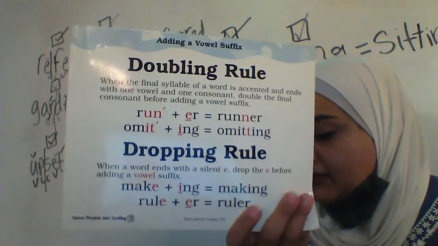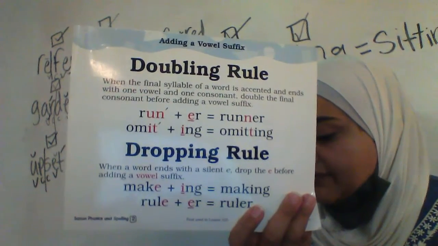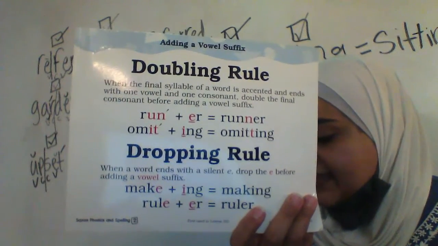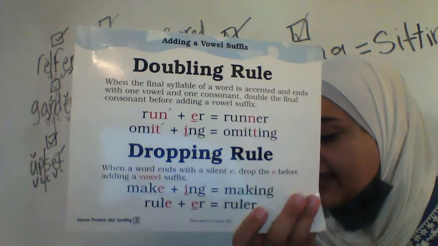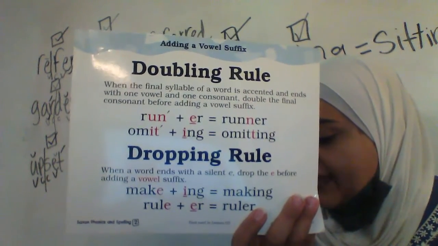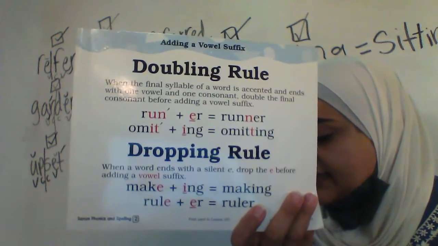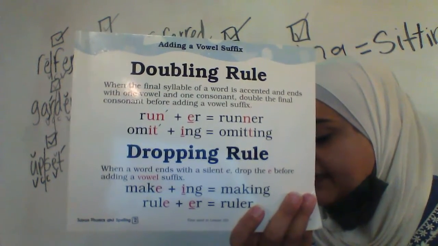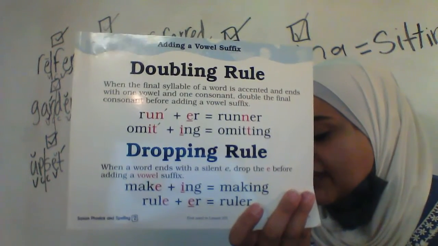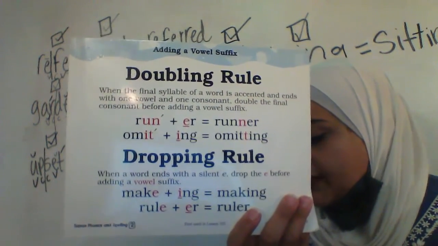Therefore, from now on, in order for a root word to receive a check mark, it not only must end with one root vowel and a consonant, but it must also be accented on the final syllable. This is why the final consonant was doubled in the words referred and upsetting, but the final consonant was not doubled in the word gardener.